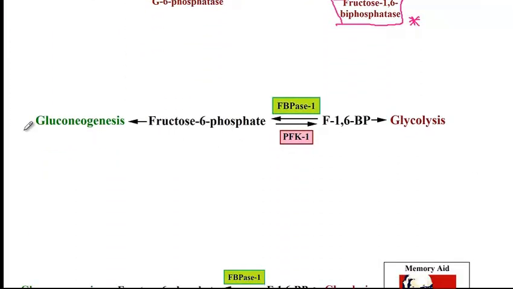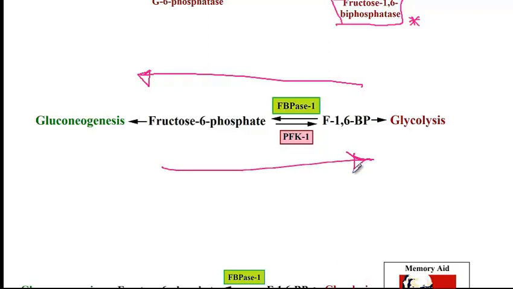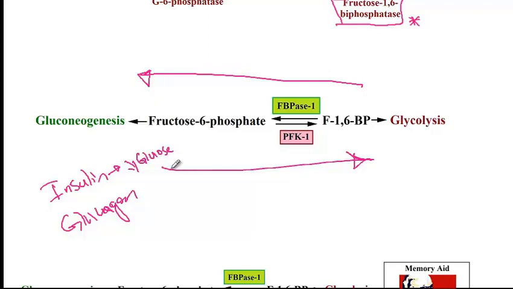So here is a nicely drawn pathway for gluconeogenesis and glycolysis. For gluconeogenesis we have to go in this direction, while for glycolysis we go in the other direction. And these enzymes are being controlled by insulin and glucagon. Now remind me again, what is the function of insulin? The function of insulin is to decrease the blood glucose level. So if its function is to decrease blood glucose, therefore we don't need gluconeogenesis. So therefore insulin will push the pathway towards glycolysis.